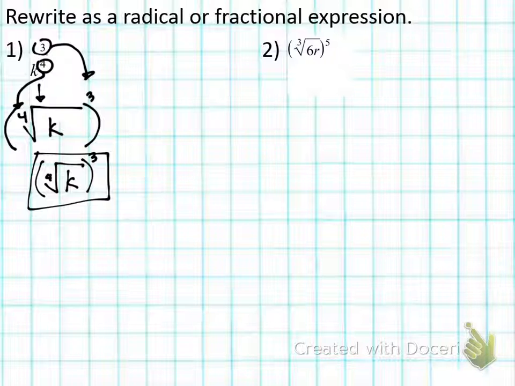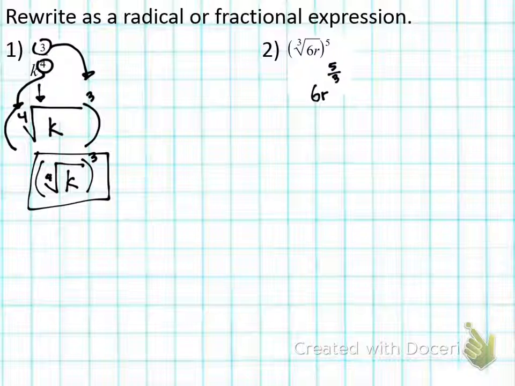Okay, so we know 6r is the radicand. So I know 6r will be my base. Since 5 is on the outside of the parentheses, it's going to be my numerator. And 3 is my index, so it goes in my denominator.